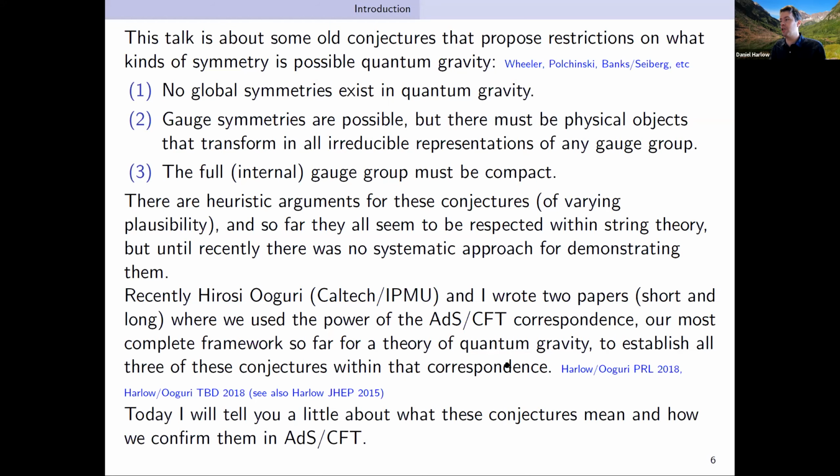Today I'm going to tell you a little bit about what these conjectures mean and also how we confirm them in AdS/CFT. But before I do that, I'll first stop and see if already there are questions.